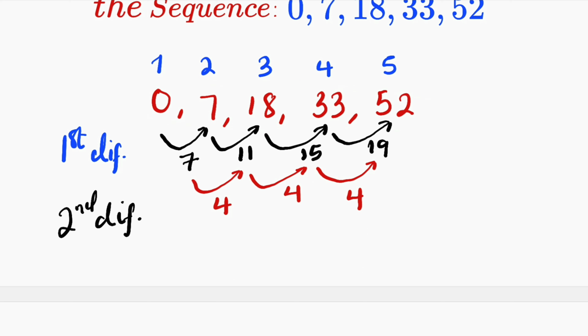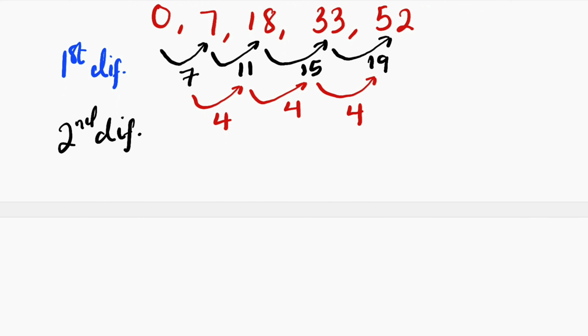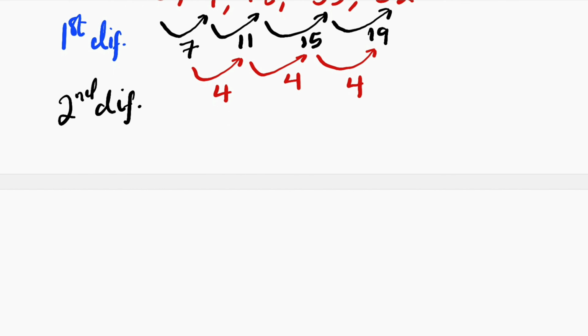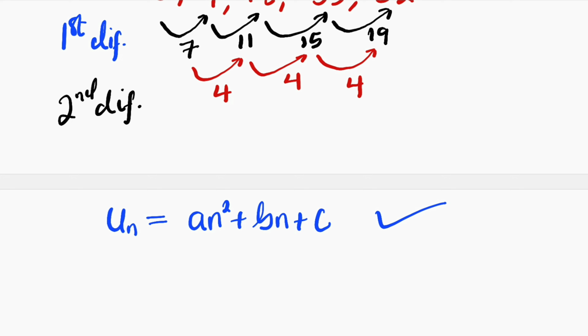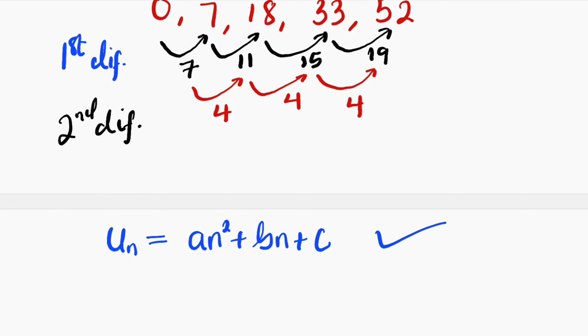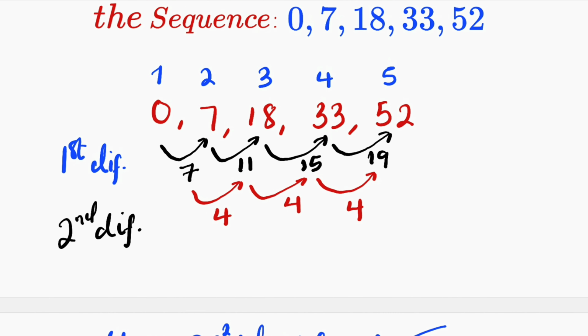is quadratic. And the general expression that can help us to find every single term is given by u of n equal to a n squared plus b n plus c. This is the general form, but we have to determine what a, b, and c are, and that's what we are going to do. To determine that, you can see that from the original sequence, when n is 1, we have 0, right? When n is 2, we have 7.